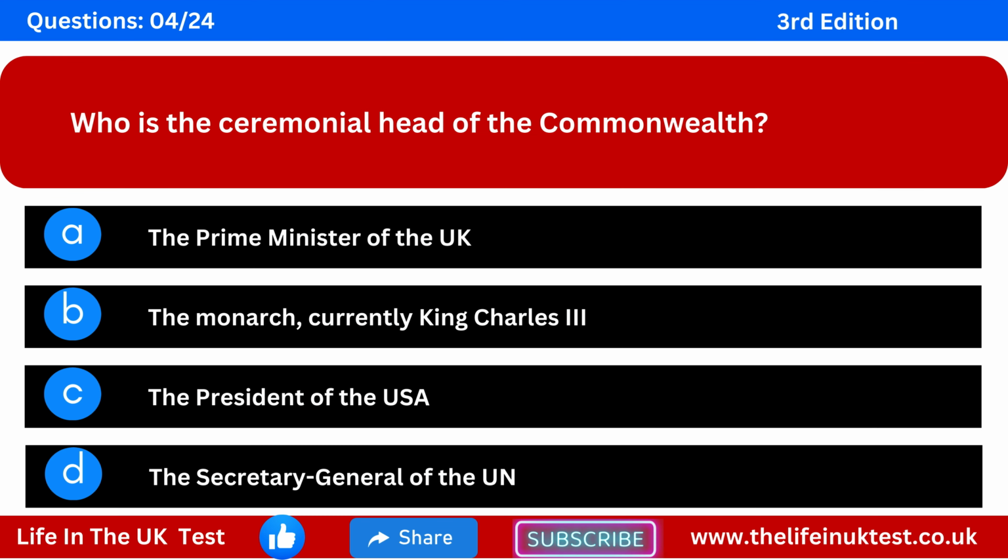Who is the ceremonial head of the Commonwealth? Option A, the Prime Minister of the UK. Option B, the monarch, currently King Charles III. Option C, the President of the USA. Option D, the Secretary General of the UN.